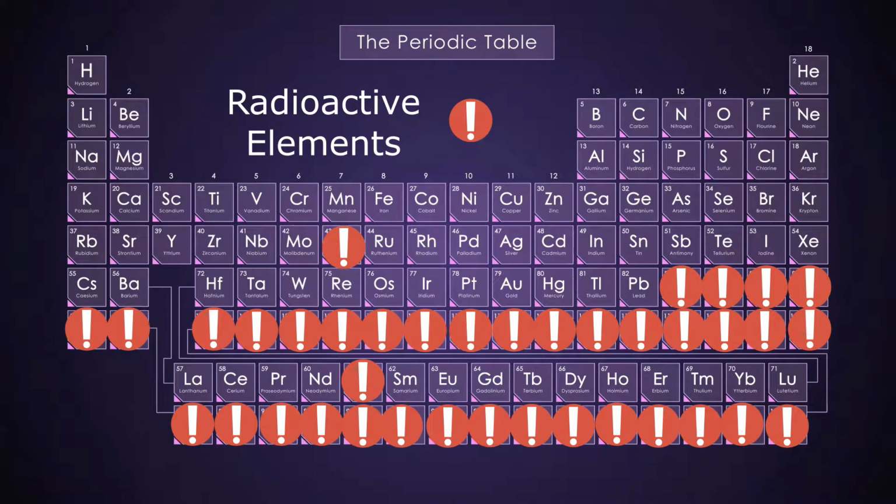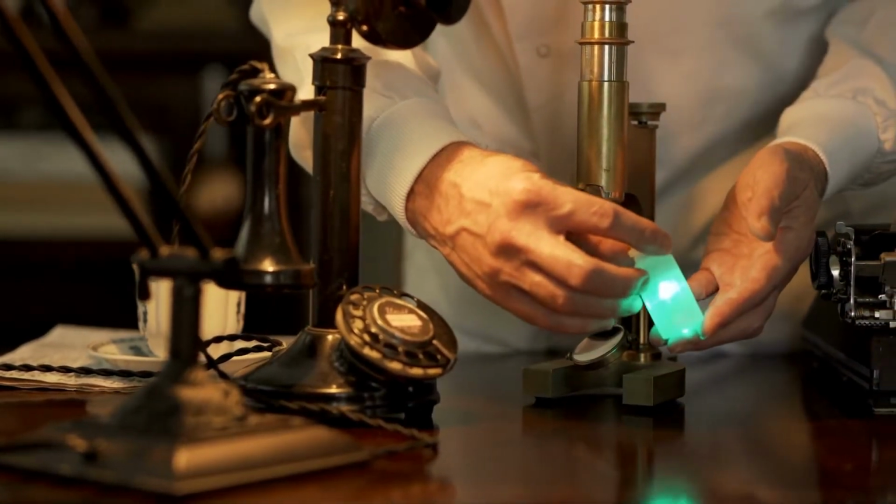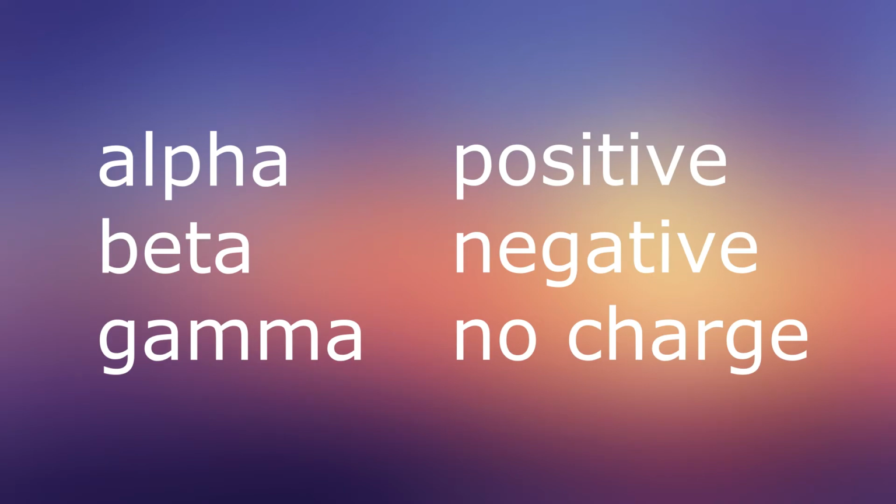Radioactivity was first discovered in 1896 by the French scientist Henri Becquerel. There are three main types of nuclear radiation: alpha, beta, and gamma. Alpha particles are positively charged, beta particles are negatively charged, and gamma particles have no charge.